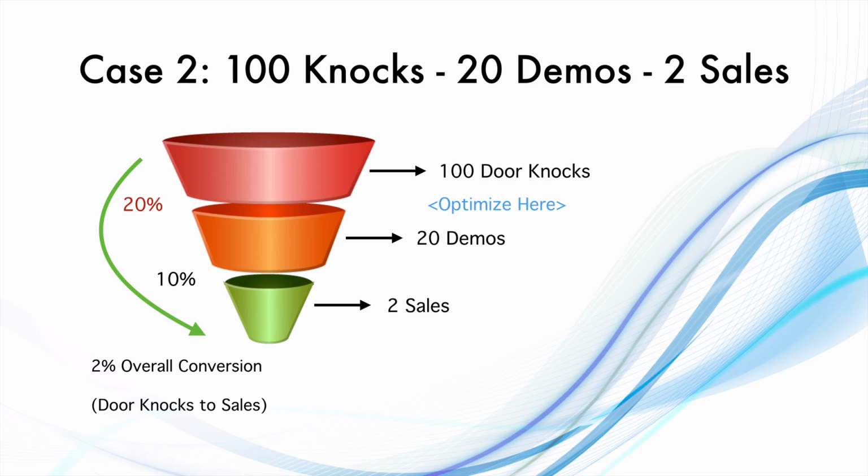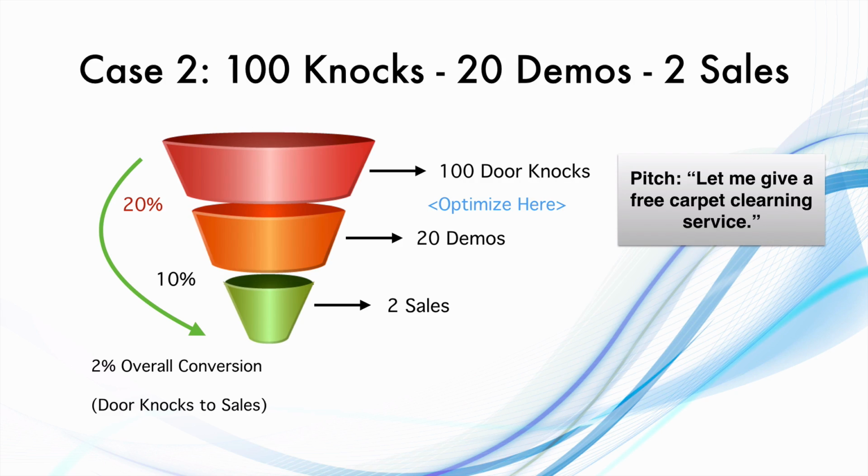So here what he has done is that he has optimized his sales pitch. So he could have optimized for something like, instead of saying that I am going to give a free demo of a vacuum cleaner, he could say that let me show the power of this vacuum cleaner and I will also clean your carpet for free, and in return you can have a look at this vacuum cleaner, how powerful it is. So if it is something like, let me give you a free carpet cleaning service, then probably people are going to be more receptive. So here his conversion ratio has increased from 100 door knocks to 20 demos, and even though his demo to sale conversion ratio is still 10%, overall now he has made 2 sales from the same 100 door knocks, right?